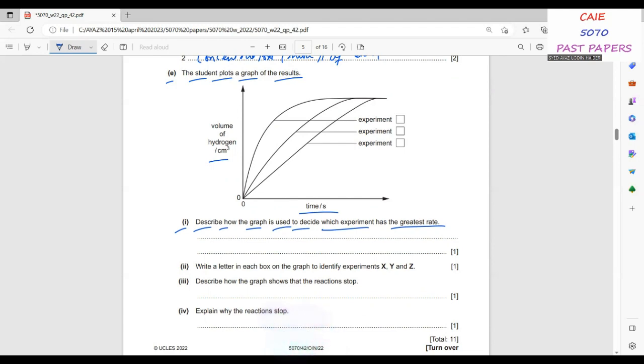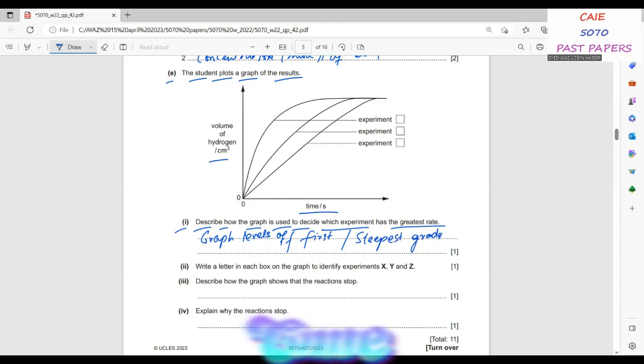So you will write graph levels off first or steepest gradient. Must have the greatest rate.